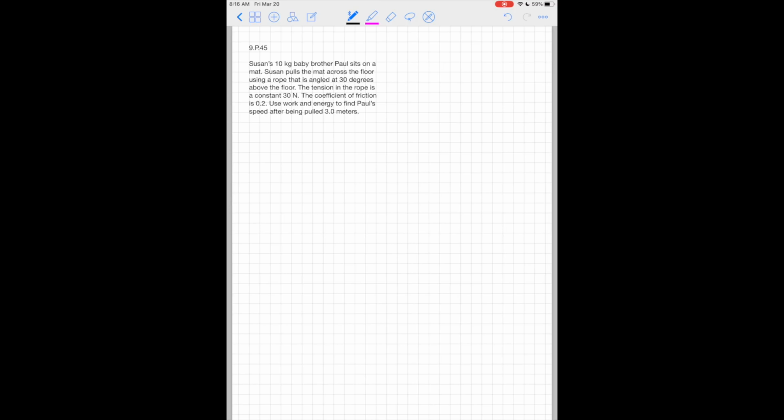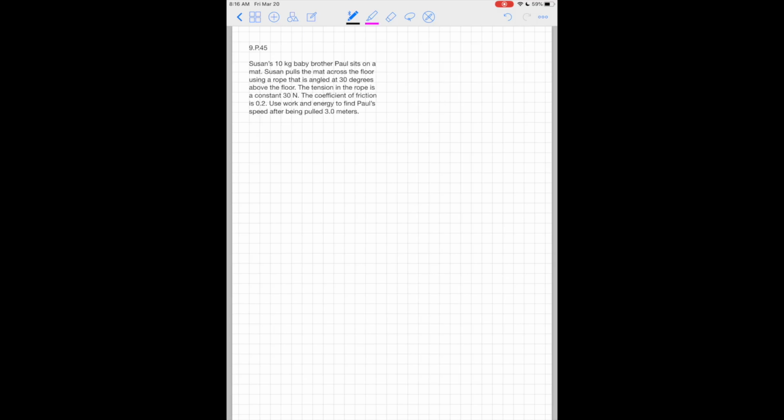Hey folks, I want to do one more problem to round out the chapter. I want to look at number 45 from the back of the chapter, and it reads, Susan's 10-kilogram baby brother Paul sits on a mat. Susan pulls this mat across the floor using a rope that is angled at 30 degrees above the floor.